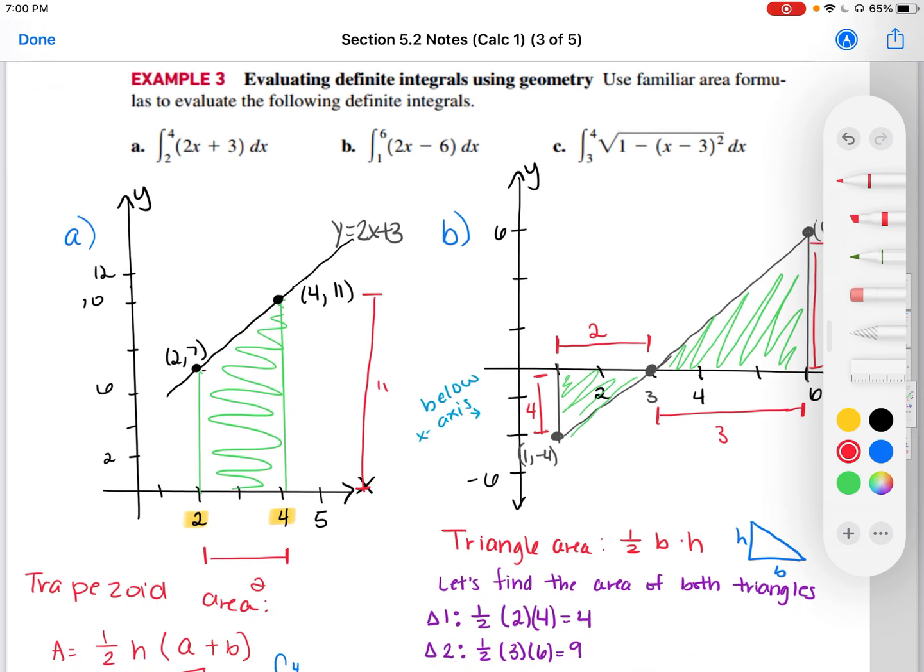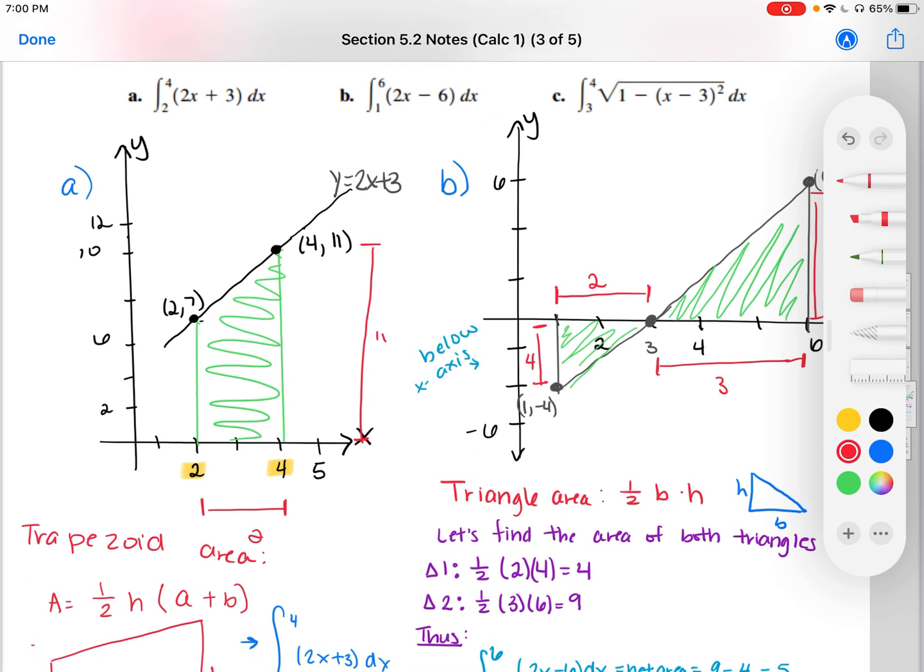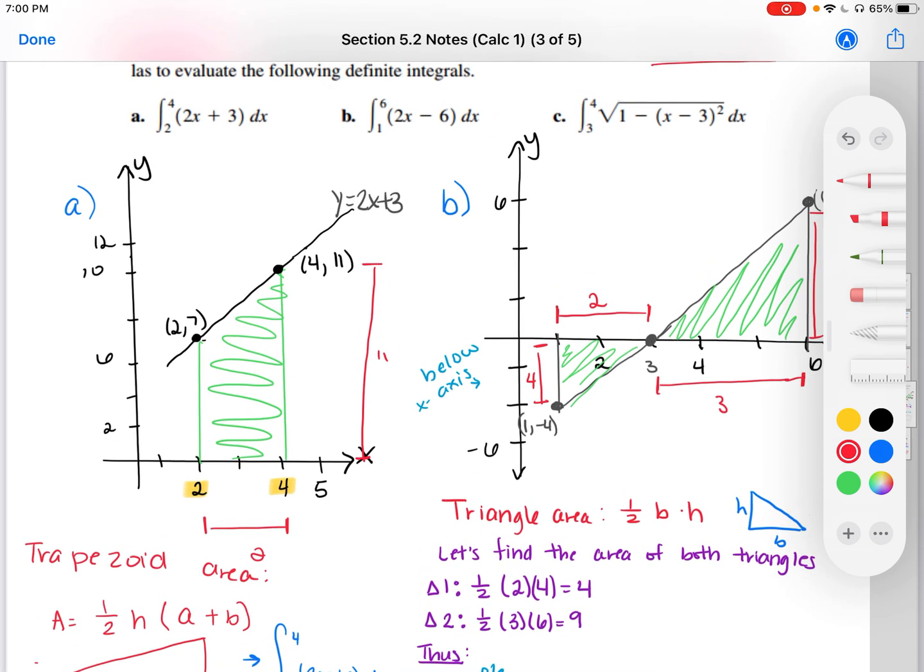Now, we're going to talk more about the process of finding the area under the curve in detail in the next section. For now, we're just going to be clever and work with areas of figures that we already know. For this example, use familiar area formulas to evaluate the following definite integrals. So I have example A and B done for us, and I made this so our video wouldn't be too long.